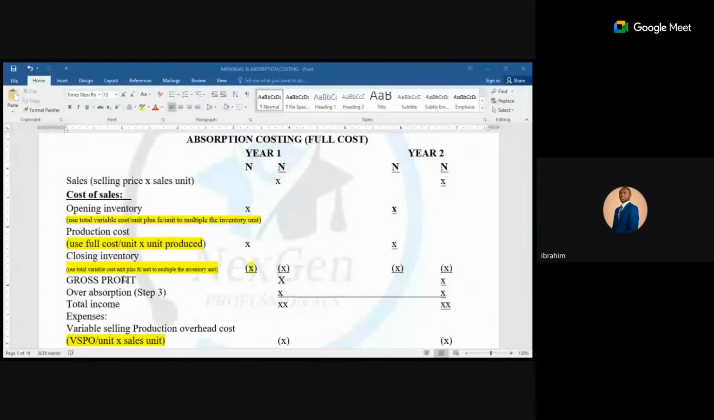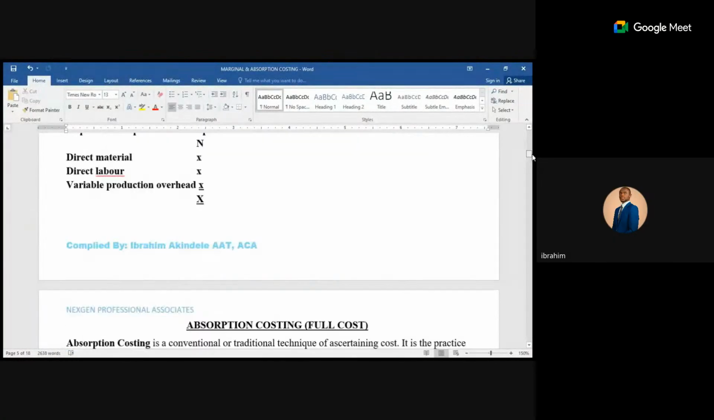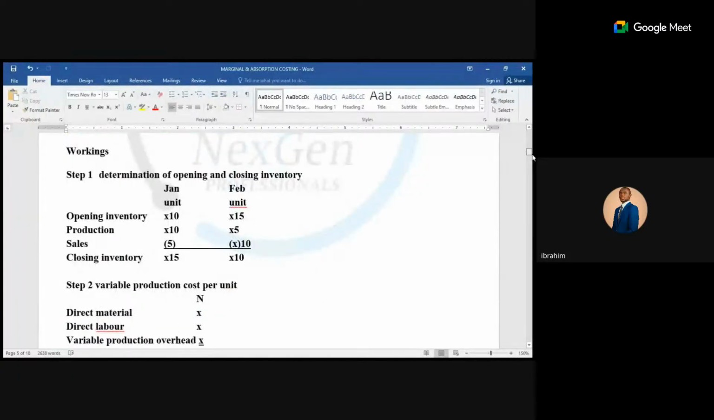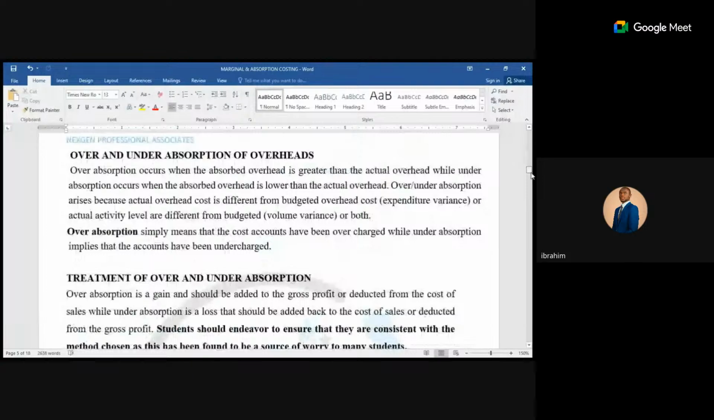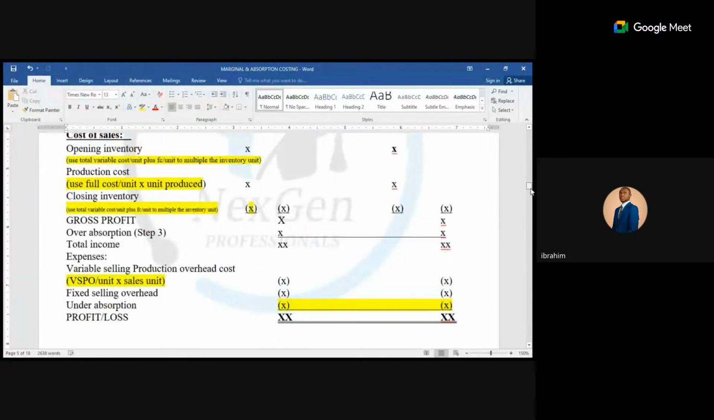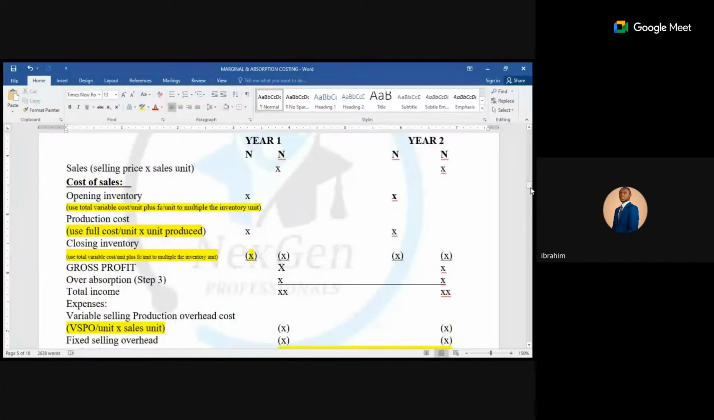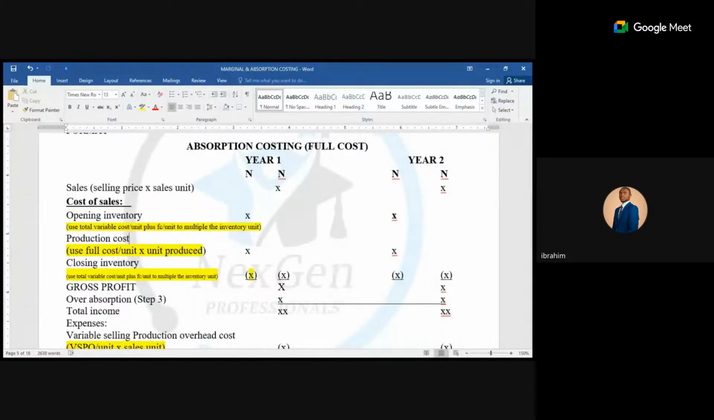Yes. Now, how do we determine opening and closing inventory? Please go back and check how we determine them under marginal costing. Should I show you again? It is still the same thing. Let's go back to marginal and absorption costing. Now, the same way, how do we value it? We are still in year 1. We are assuming it is for 2 years. The question is, how do we value the closing inventory? The closing inventory too will still be valued at full cost.